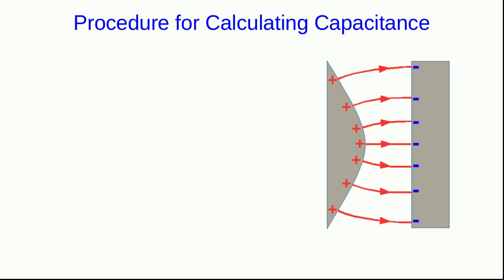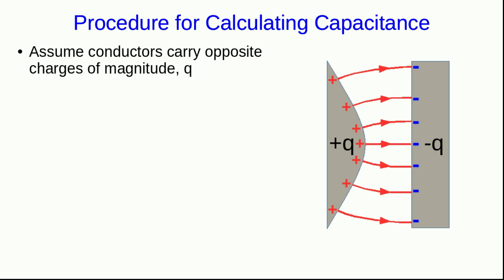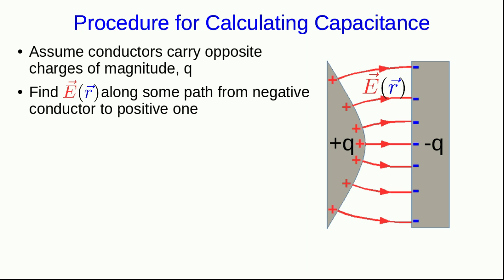And there's a procedure that will work for a capacitor no matter what shape its plates are and no matter how they're oriented relative to each other. First, just assume that the conductors are carrying some opposite charges of magnitude q. And I do mean q, not any specific number, just q. It's all going to cancel out in the end anyway.